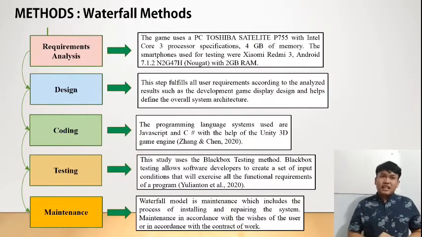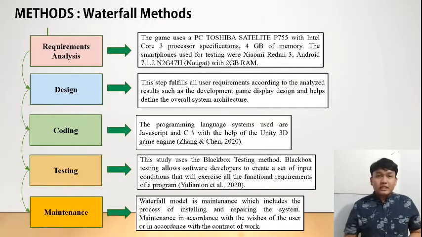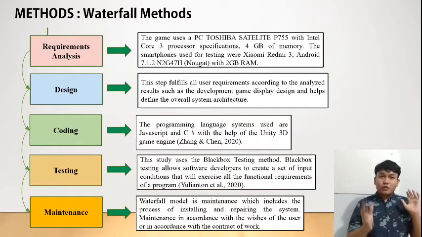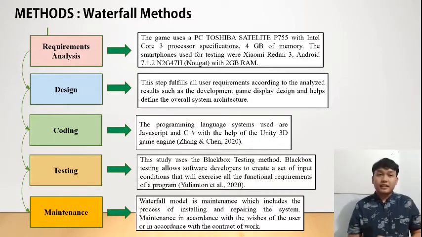The method used in this paper is the waterfall method. The waterfall method is a system development process carried out in sequence. The reason for using this method is that the waterfall method approaches building systems systematically and sequentially, so it fits perfectly with the theme of this paper. There are 5 steps here, including requirements analysis, design, coding, testing, and maintenance.